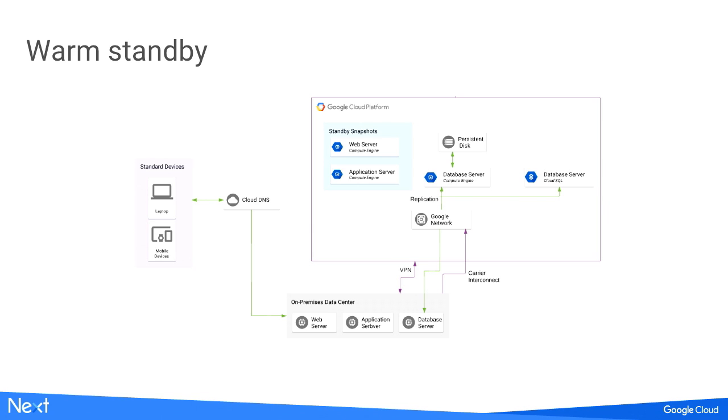In the event of disaster, the monitoring service will be triggered to spin up the web tier and application tier instances in GCP. You can then adjust the cloud DNS record to point the web tier, which in this example will point to the external IP address of the HTTPS load balancing service.